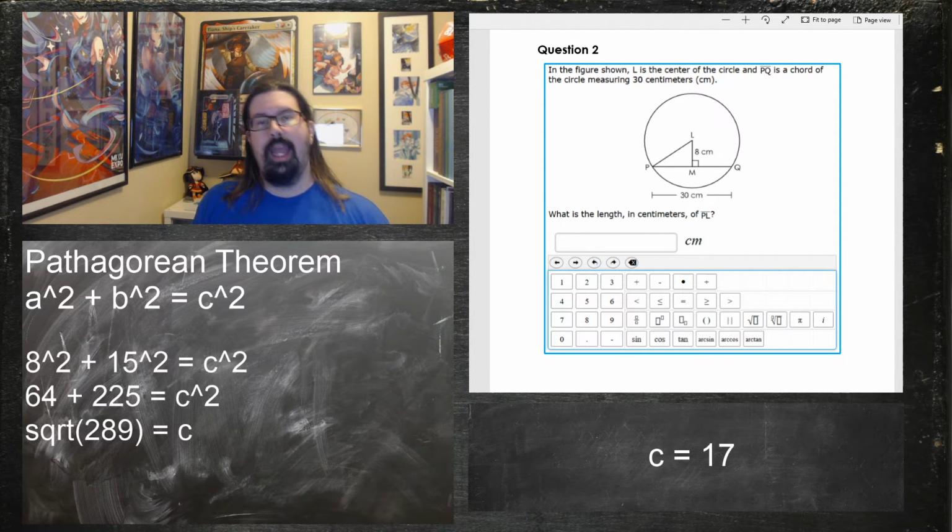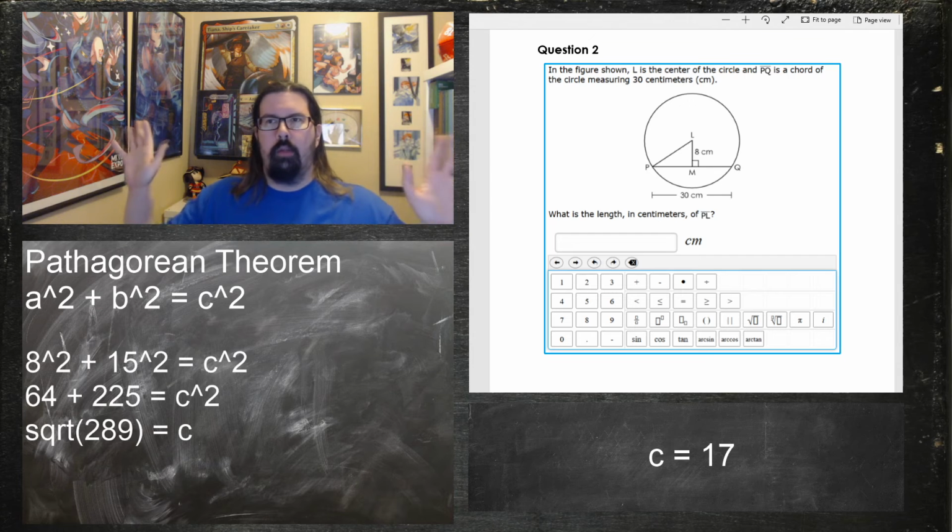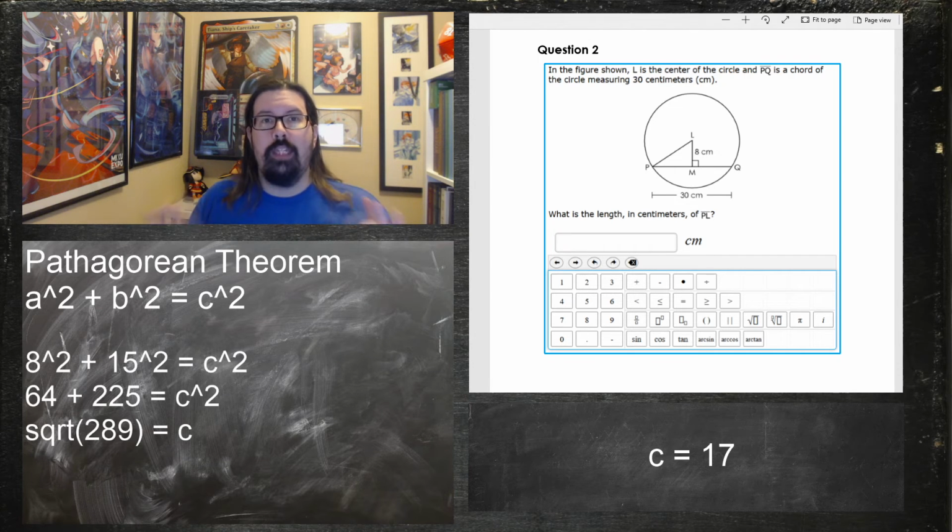Now, notice how they write it: what is the length in centimeters of PL? You're never going to give a length as the square root of 289. So they want specifically 17. And this is kind of an introduction.